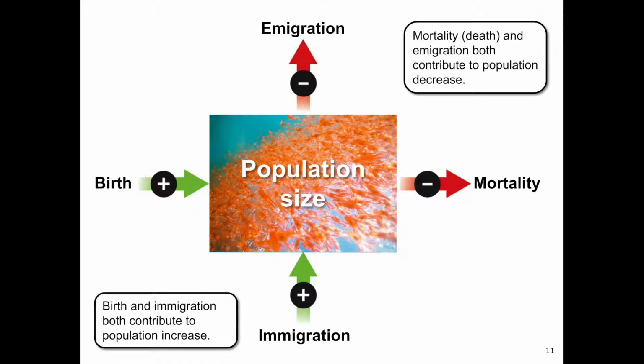So we have both the addition, the birth, and the immigration into a population that would increase its size, bolster it, and then mortality and emigration that would cause the population to decrease. And we have the influx of organisms into and out of that allow populations to either increase or decrease.